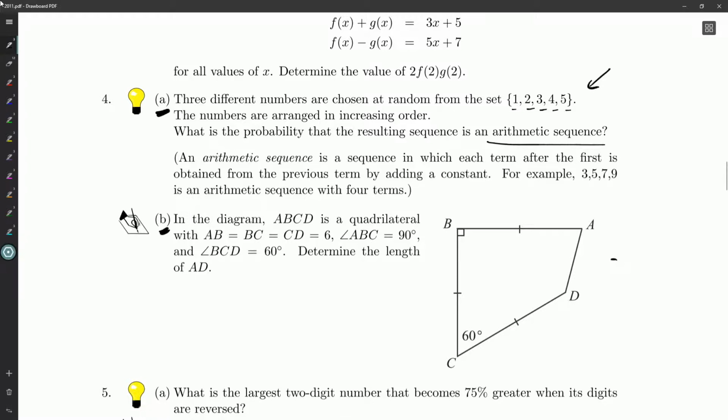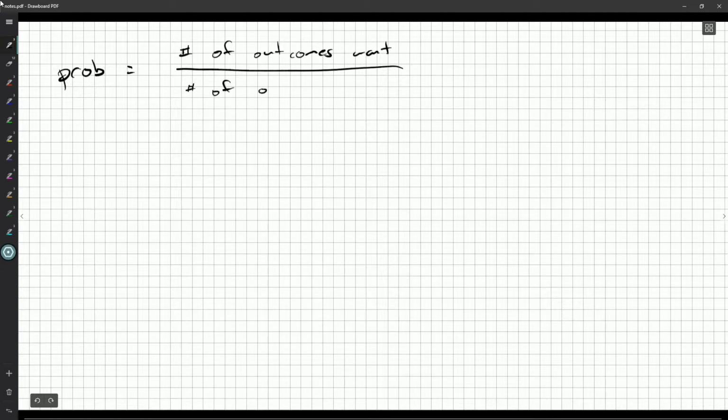So how do you handle a probability question? Well, for most of the contest questions you'll encounter, probability is just the number of outcomes you want divided by the number of outcomes that are possible. So in this case, we're going to count the number of ways I can make an arithmetic sequence, and then count the number of ways that I can just pick 3 numbers, period. So you can do either one. It's a light bulb question, so you don't actually have to show any work, but we will show a little bit of work.